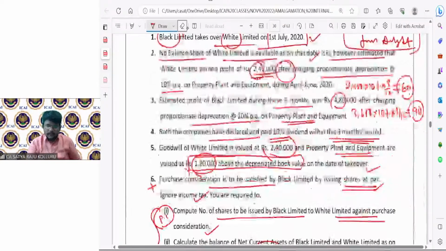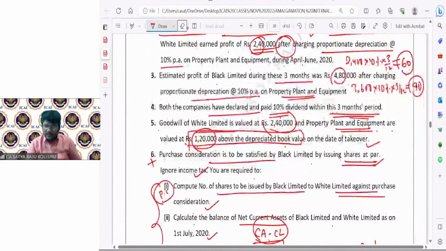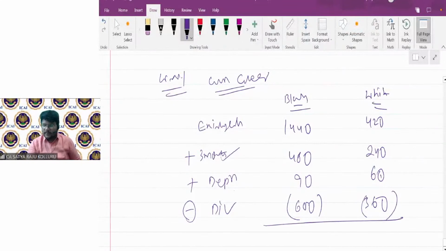Next, point number 4 up to 5, it doesn't impact the cash balance of the entity. That's it. Remaining all our requirements. So you can calculate the closing cash balance as on 1st July 2020. 1440 plus 480 plus 90 minus 600. Here 420 plus 240 plus 60 minus 360. Here I am getting 360, which is the cash balance as on 1st July 2020.